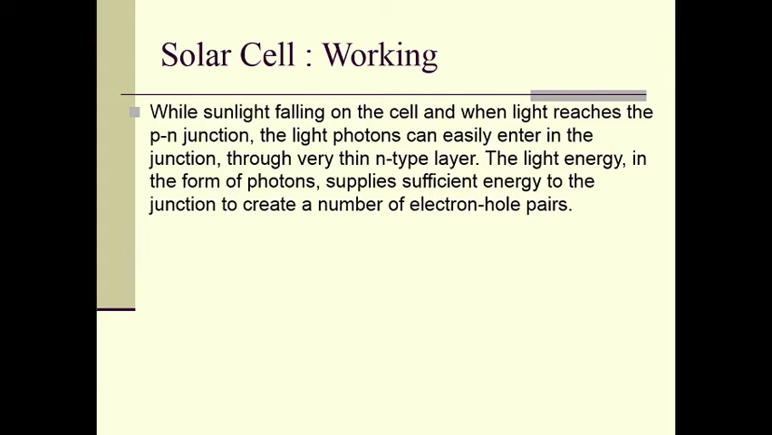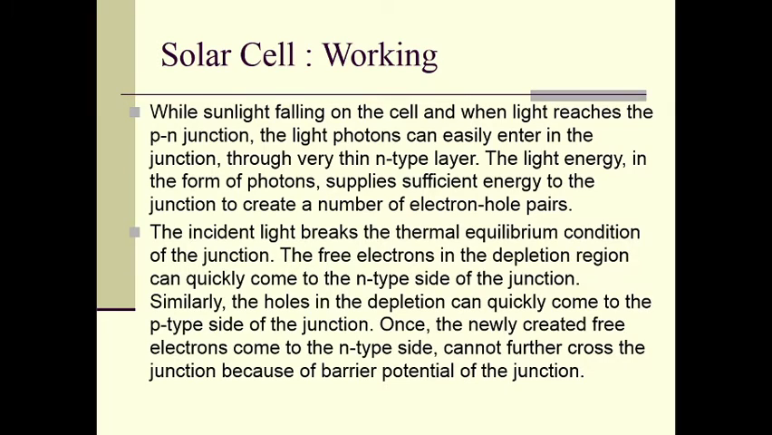The light energy in the form of photons supplies sufficient energy to the junction to create a number of electron-hole pairs. The incident light breaks the thermal equilibrium condition of the junction. The free electrons in the depletion region can quickly come to the n-type side of the junction. Similarly, the holes in the depletion region can quickly come to the p-type side of the junction.